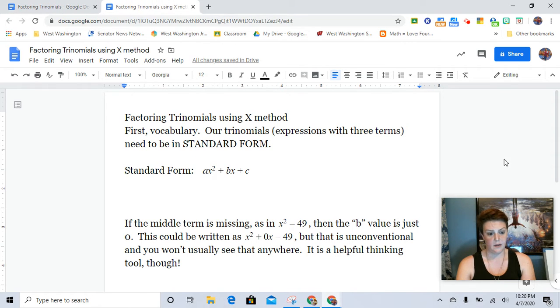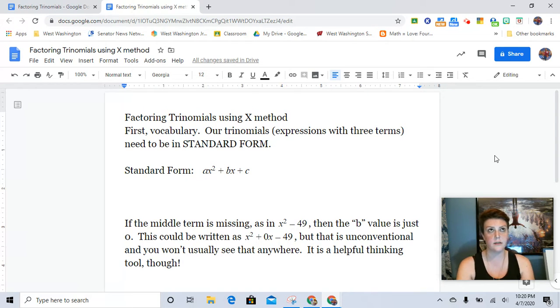First, we need to get some stuff out of the way, like vocabulary. Our trinomials, which is an expression with three terms, those need to be in standard form. And those are going to be standard form for a quadratic. So all of the different functional models, linear equations, quadratics with the parabolas, the stuff that you're going to get into in Algebra 2, the cubic functions and everything else, they all have standard forms.